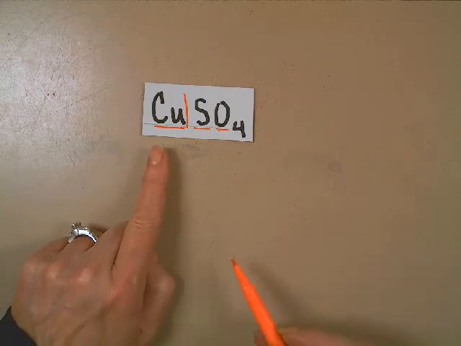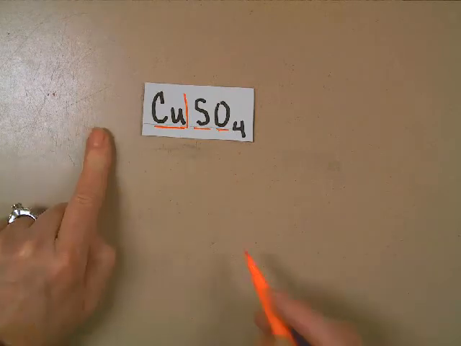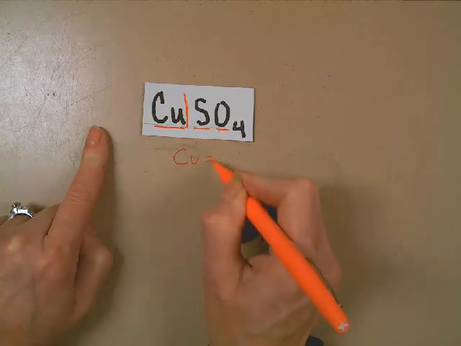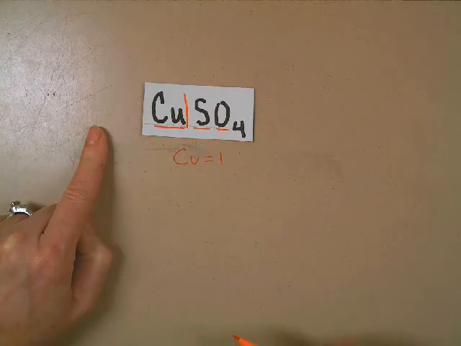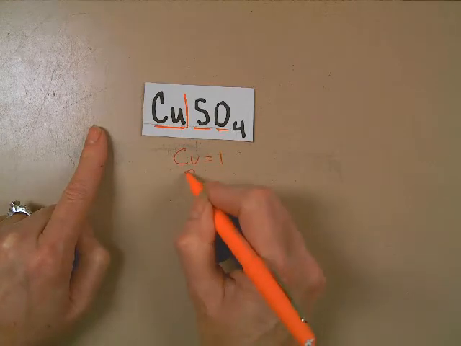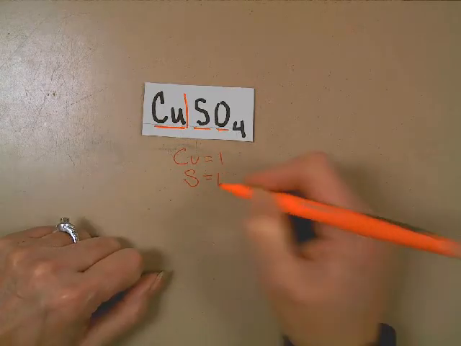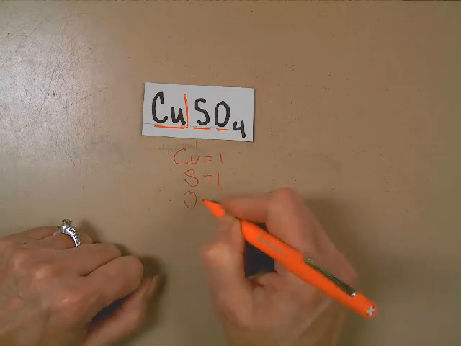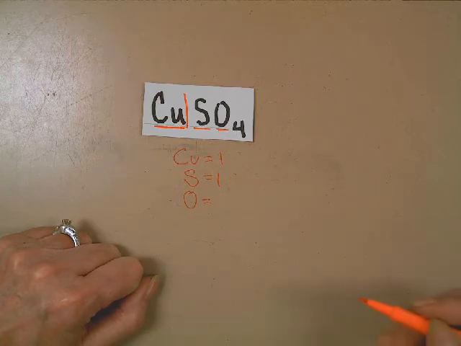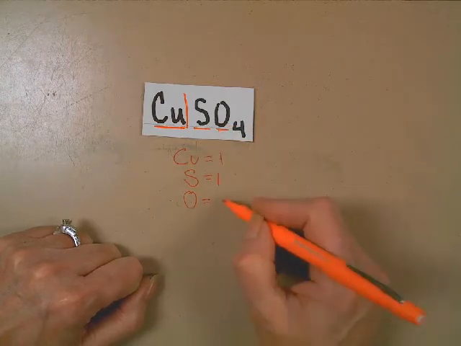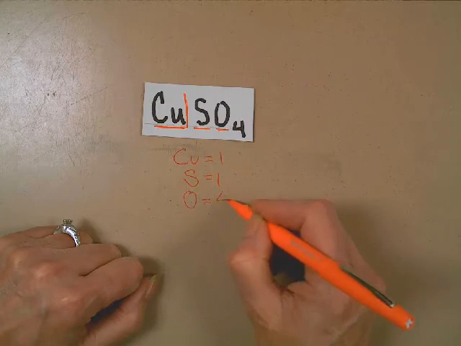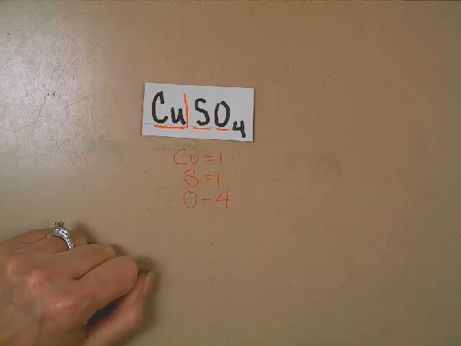How many atoms of copper do we have? Well, it's only listed once, so we have 1 atom of copper. How many sulfur atoms do we have? Well, there's only 1, so we only have 1. What about oxygen? How many oxygen atoms are there? Yes, you said it right. If there's a subscript of 4, oxygen would have 4.